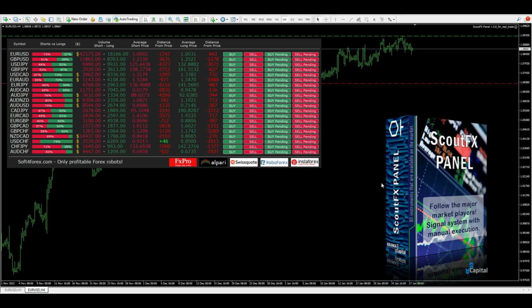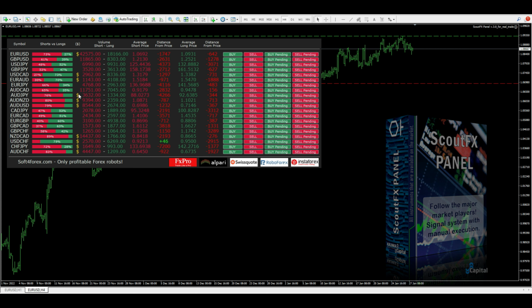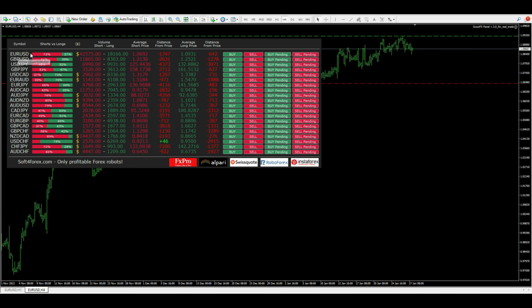Today we will introduce you to the new version of the ScoutFX trading panel. The ScoutFX trading panel was created to help traders who trade currency pairs make decisions about entering the market. To create a market entry signal, ScoutFX takes data on the positions of traders from several sources. Let's look at the situation on the example of the euro currency pair against the US dollar.